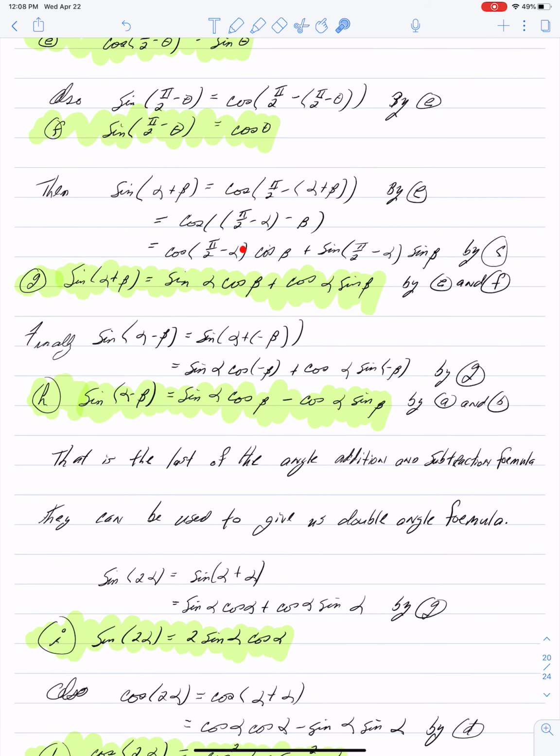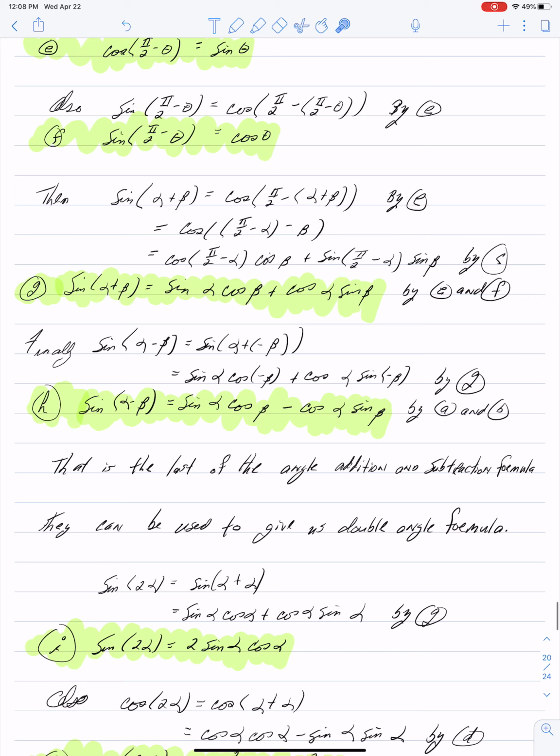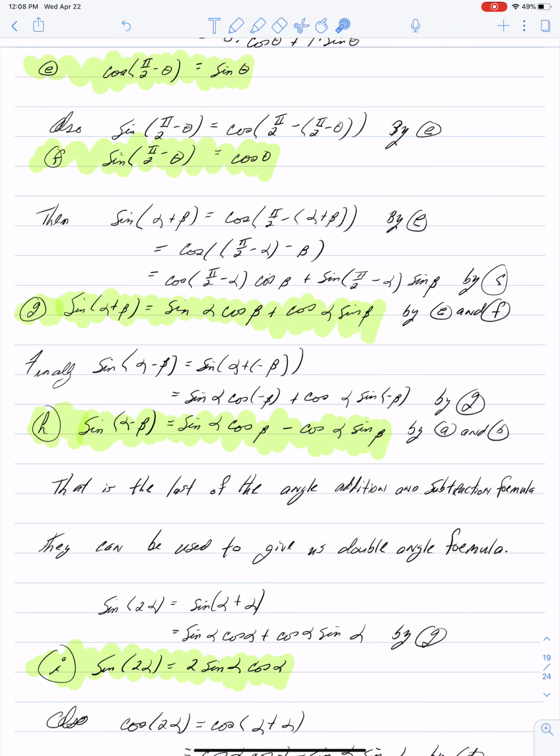But what is cosine of pi halves minus alpha? Well, that's just sine of alpha. So this is sine alpha, cosine beta. What's this? Sine of pi halves minus alpha. That's just cosine alpha times sine beta. And there it is. There's the angle addition formula for the sine. Sine alpha, cosine beta, add cosine alpha, sine beta. Again, I'm using E and F.